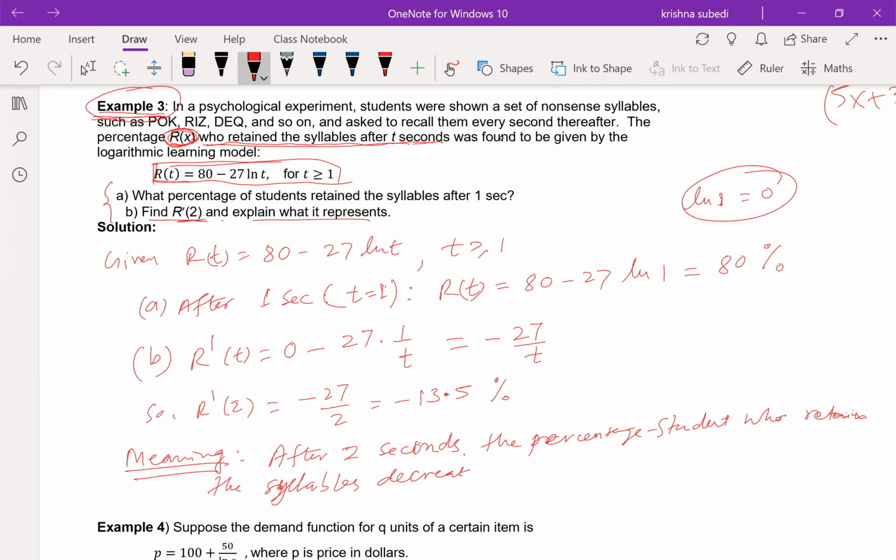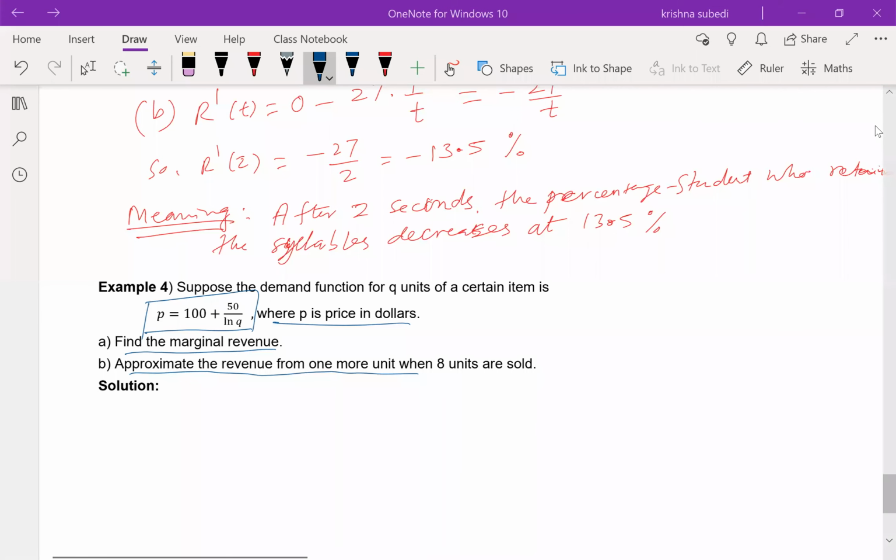or you can say after 2 seconds, means at 2 seconds, you can say as well. Syllables decrease at 13.5%. That's what it means. Any questions, guys? Guys, can you see my handout on your screen?